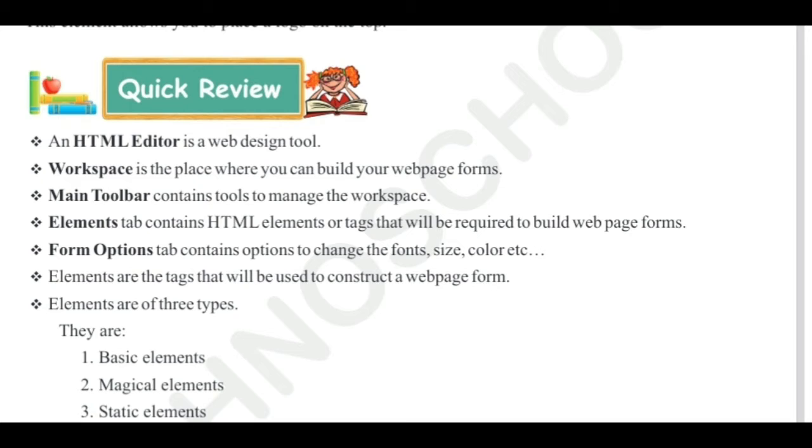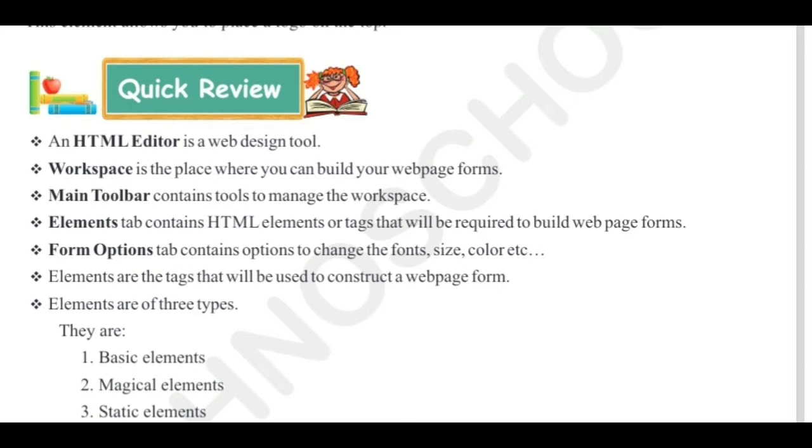What are the controls we need? We can place tools from the toolbox. The elements tab contains custom elements or tags that will be required to build web page forms. The form options tab contains options to change the font size, color and so on. The elements tab contains HTML elements or tags that will be required to build web page forms. As per our requirement, we can develop our own website using tags and elements in an HTML editor.